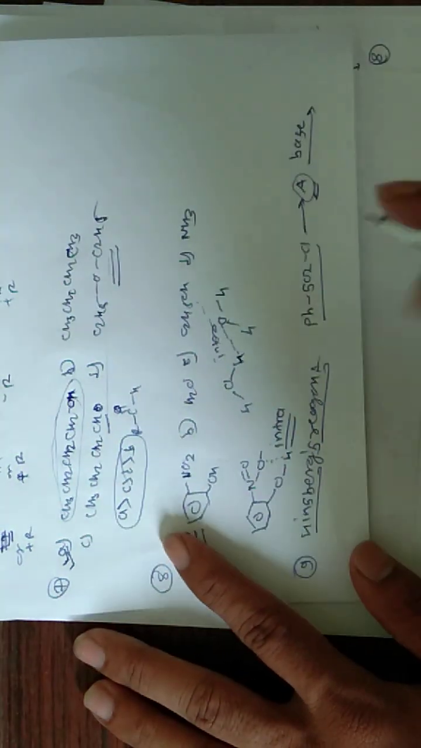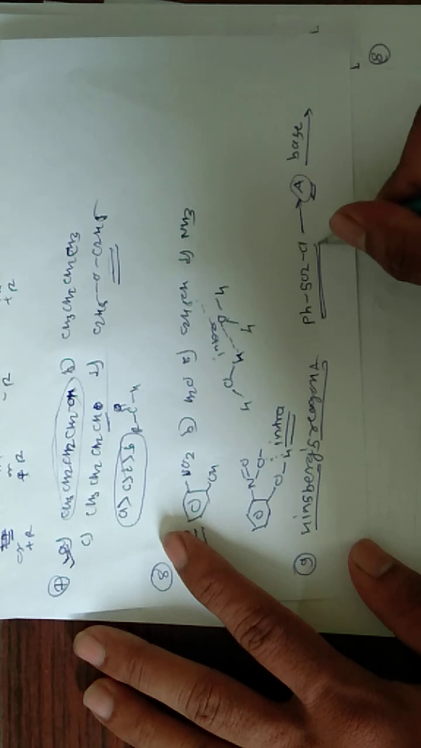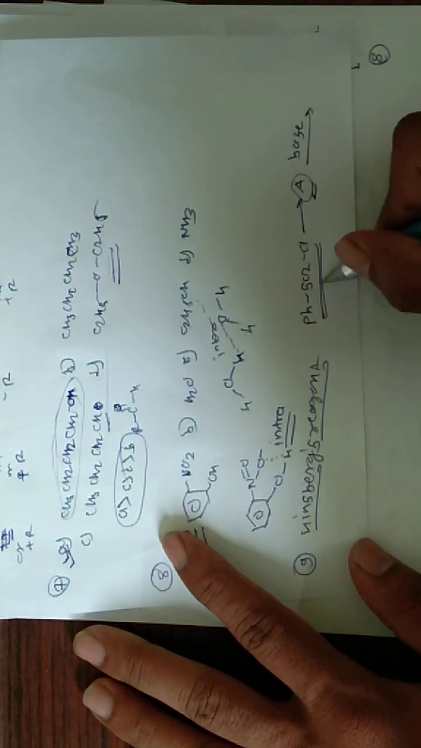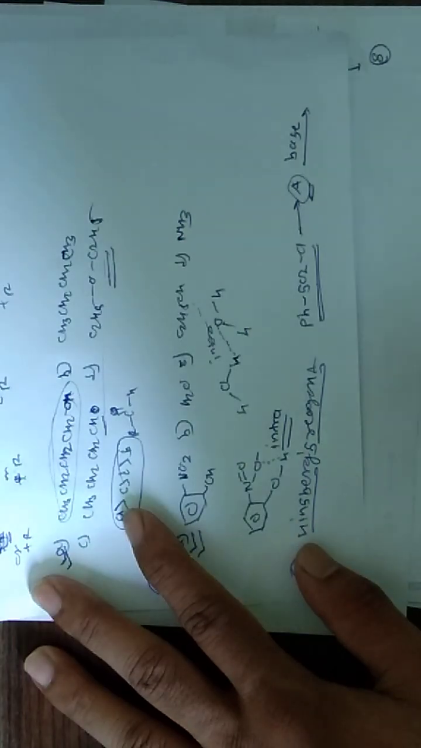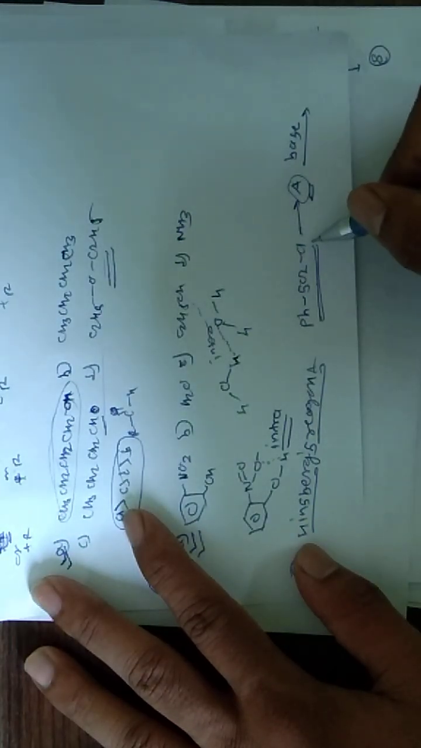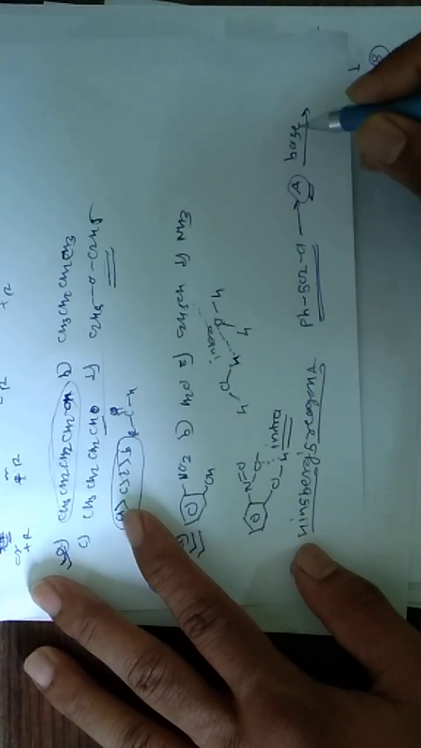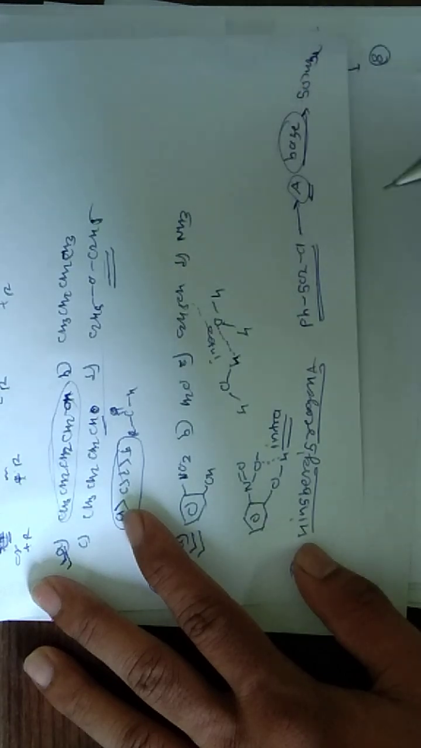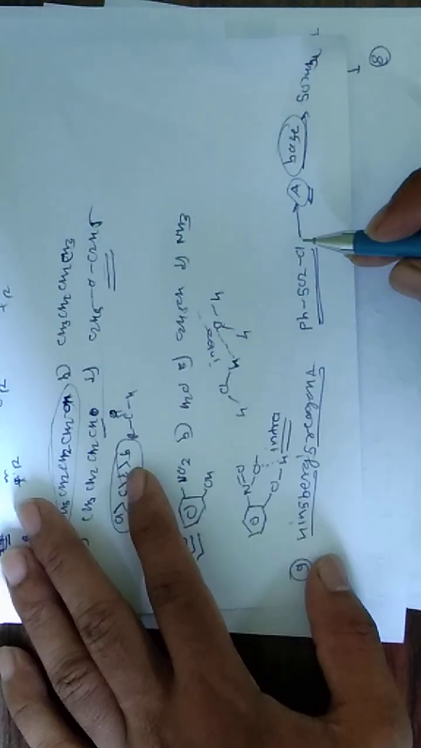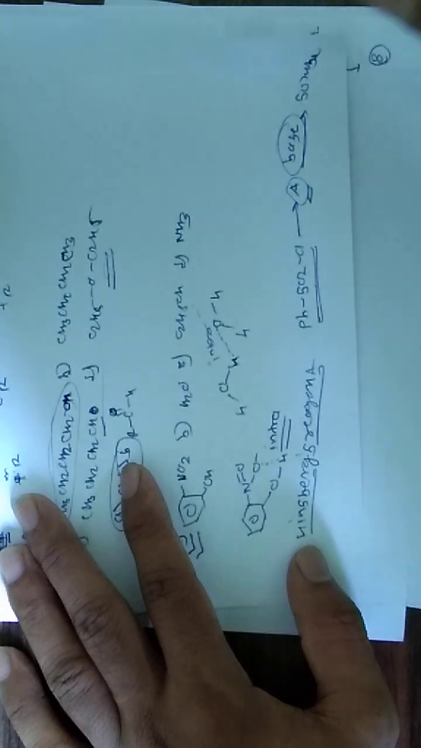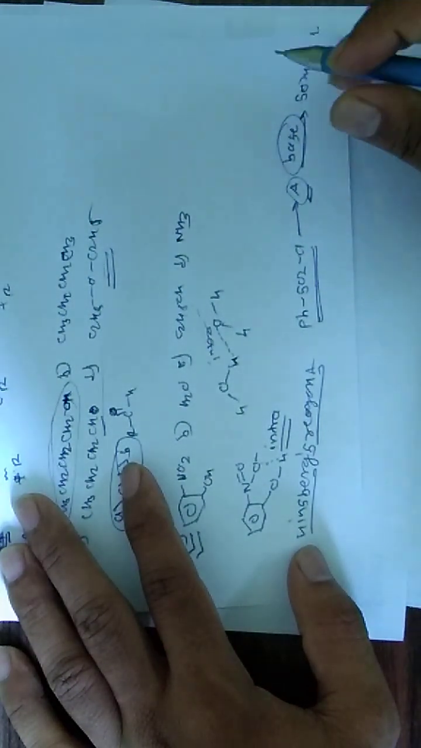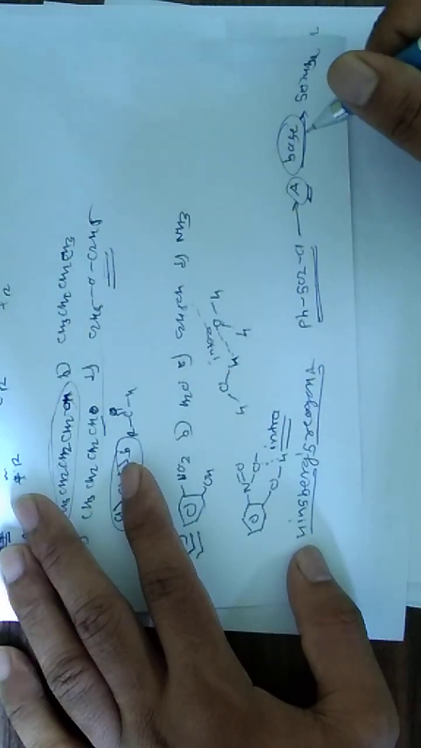So see here, a tertiary amine can't react with Hinsberg reagent. If it is a secondary amine, it will react with Hinsberg reagent, but it will not be soluble in that base. But if a primary amine is there, it will also react with Hinsberg reagent and is also soluble in base. So we can easily distinguish primary, secondary and tertiary amine.